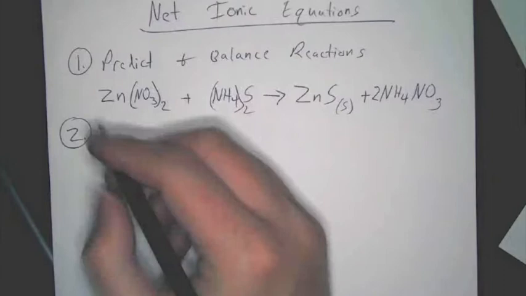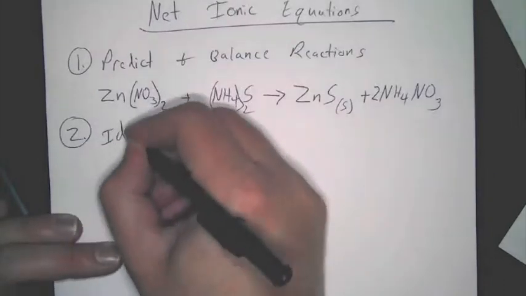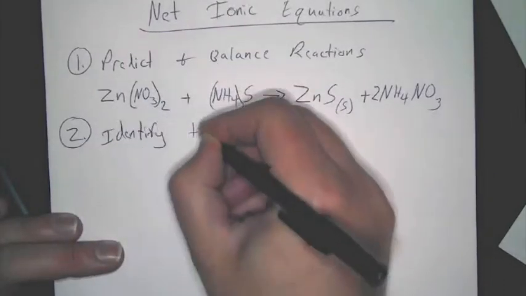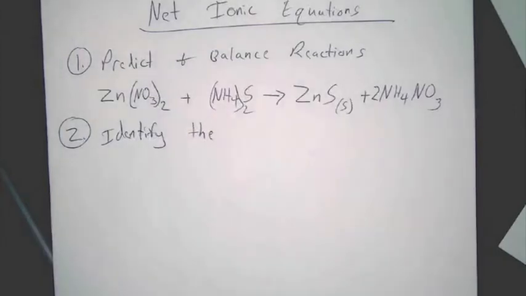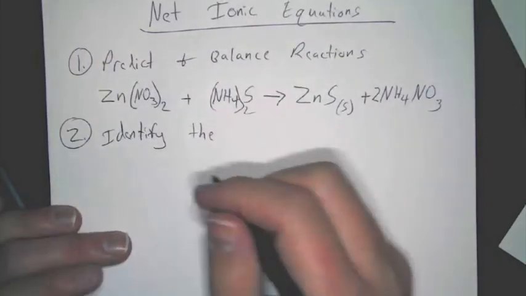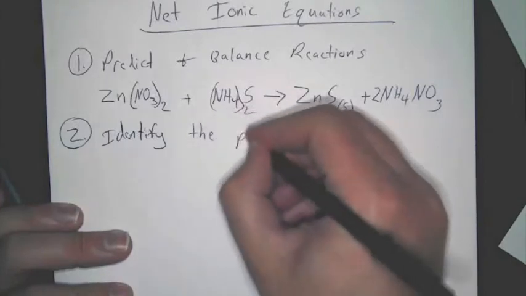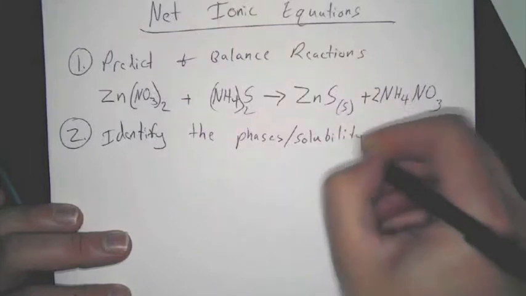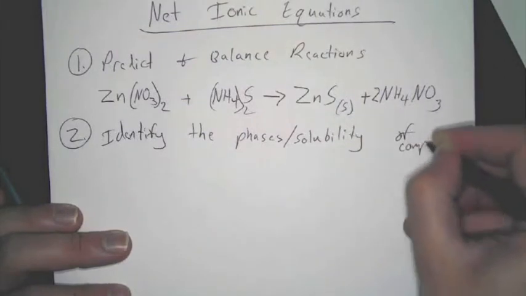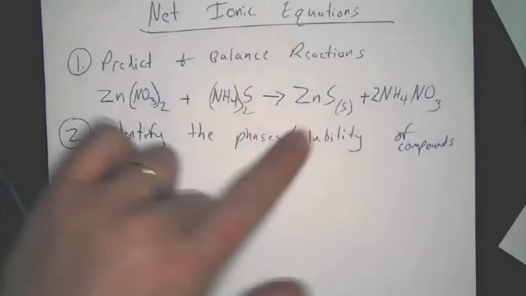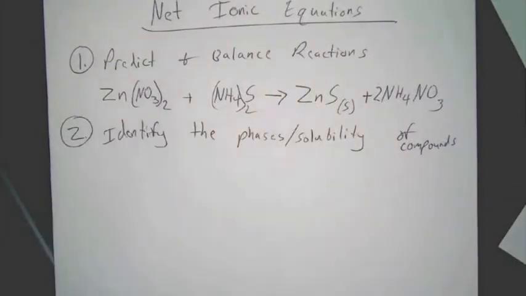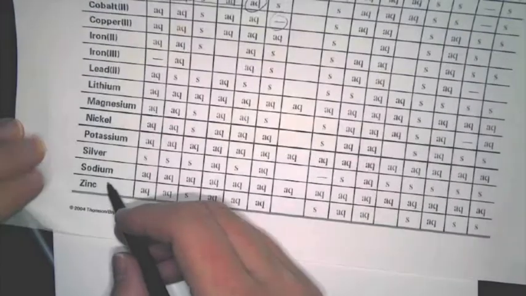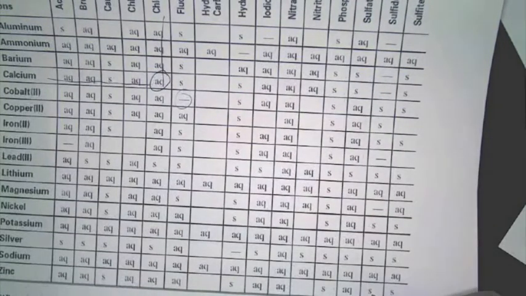Part 2 now, this is where it'll be new. Well, you know it's a double displacement reaction. We're not doing that part. I guess it's assumed that that's already done. So instead, you identify the phases or solubility of compounds. Now, I already did that for zinc sulfide. I already said it's an S. But if you would like to confirm, you can look it up and you can find zinc, and you can go over to sulfide and you see it as a solid.